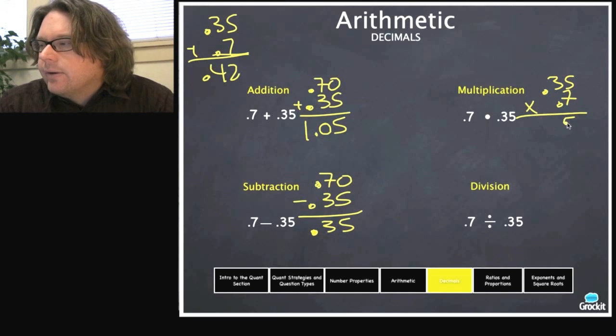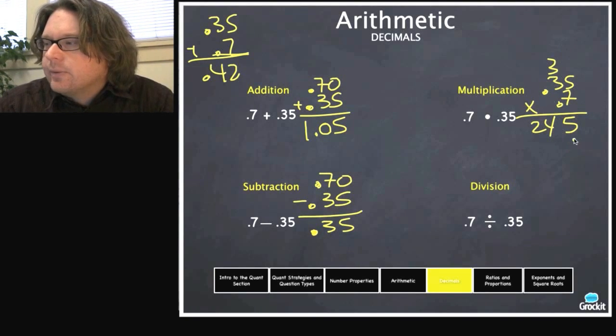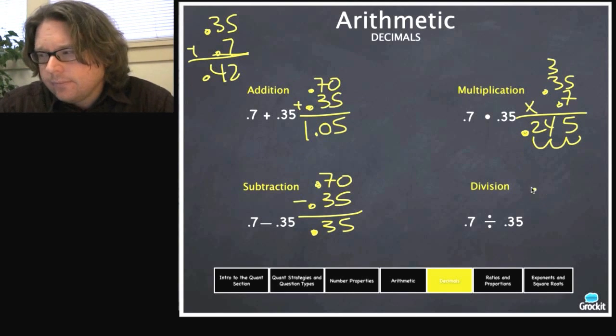7 times 5, 35, 21, 22, 23, 24. So you get 245, and then you have to account for your 3 decimal places. 1, 2, 3. It's 0.245.